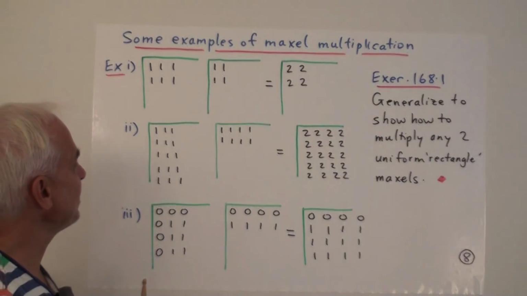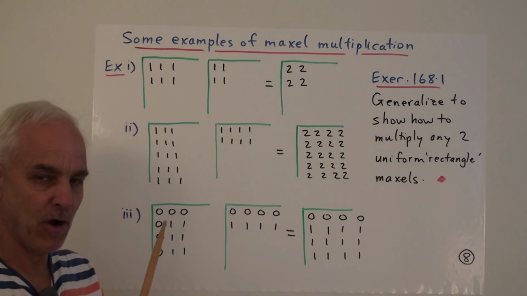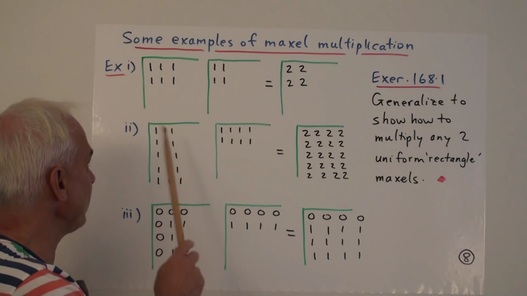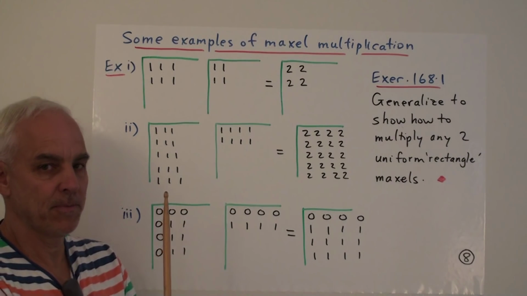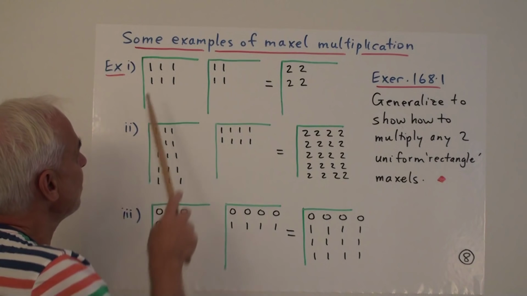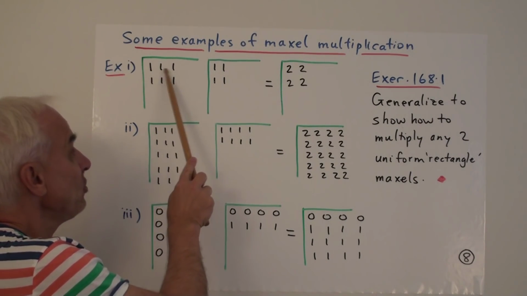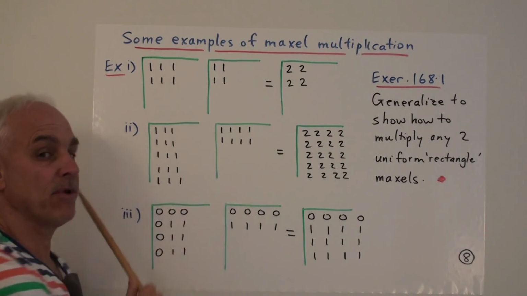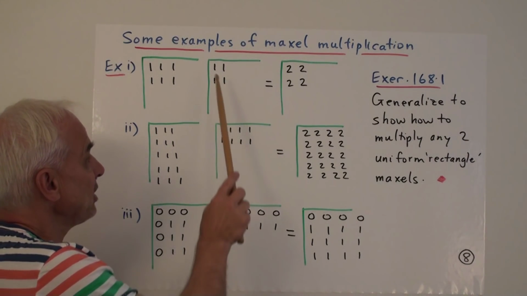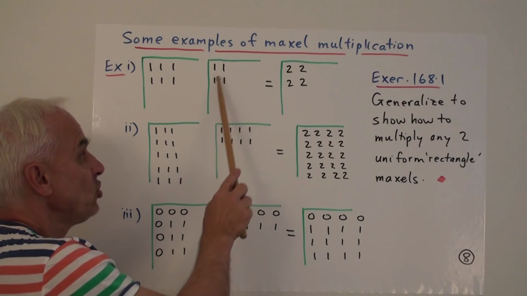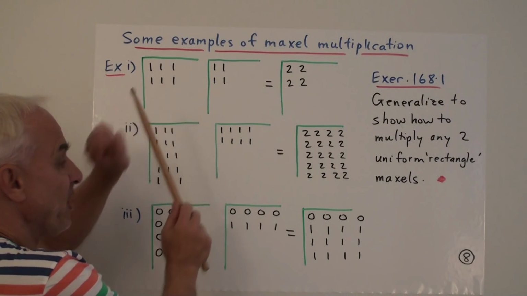So I'm going to consider very simple kinds of Maxwells that just are uniform over some little rectangle, in fact some corner rectangle. So let's consider this Maxwell here times this Maxwell here. This is a picture of the Maxwell. The actual multi-set would be the pixels 1,1, 1,2, 1,3, 2,1, 2,2, and 2,3. And here the Maxwell would be the multi-set consisting of the pixels 1,1, 1,2, 2,1, and 2,2. So we have 6 pixels here in this multi-set.